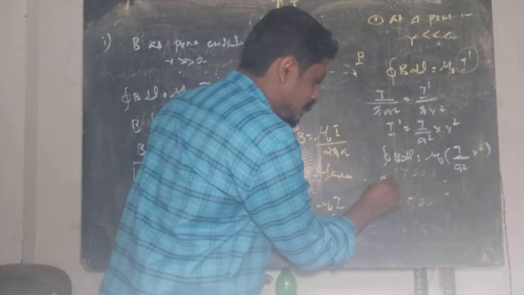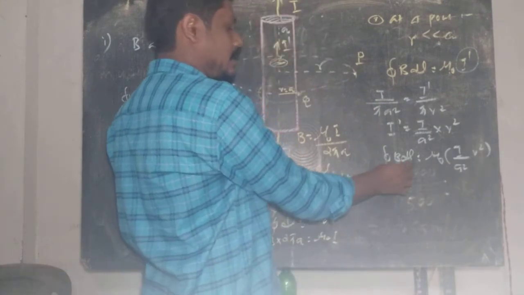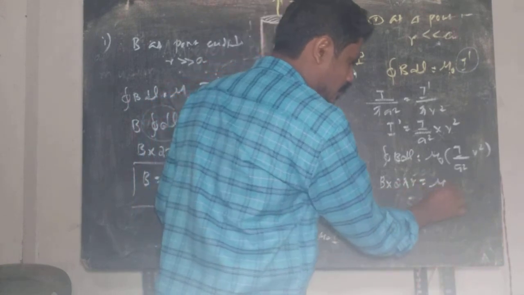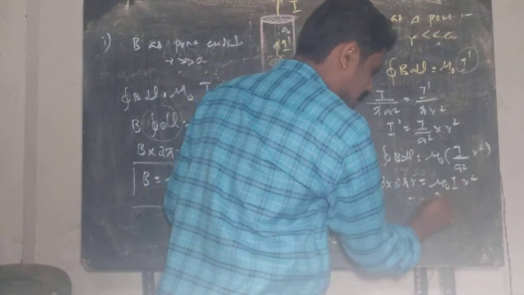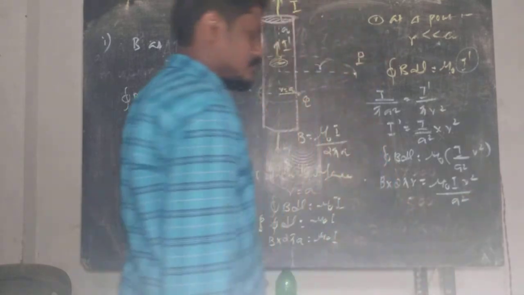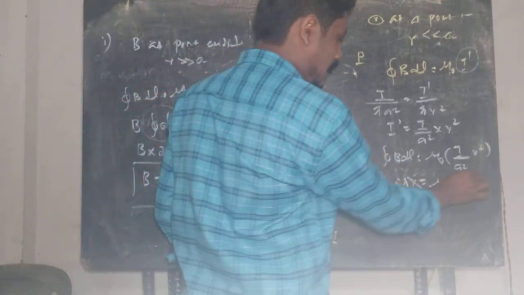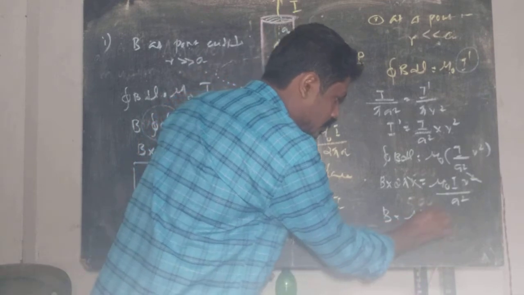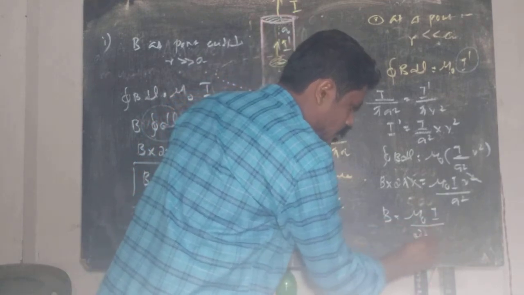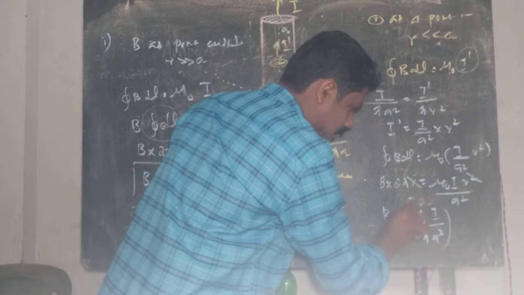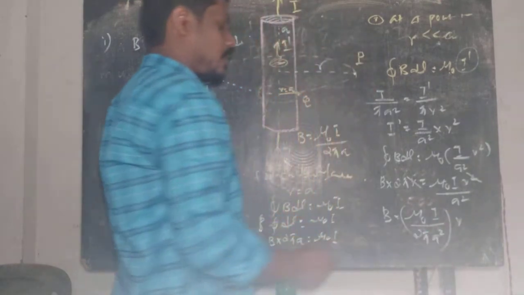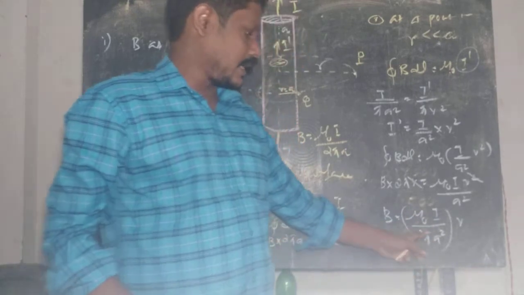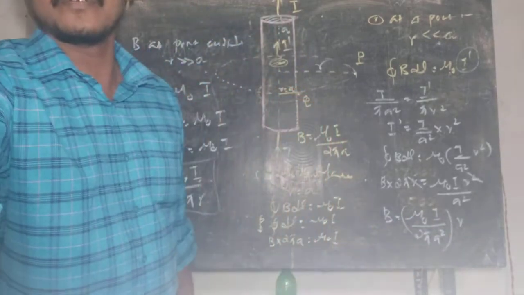So we are writing the closed integral of B dl equals mu 0 into I by a square into r square. That is, B into the line integral of dl, which is B into 2 pi r, equals mu 0 I r square by a square. Here r and r square cancel, so B equals mu 0 I by 2 pi a square into r. So at a point inside, we have B equal to mu 0 I by 2 pi a square into r.